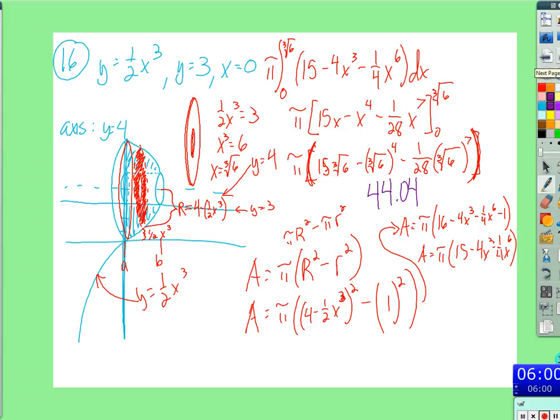Calculated wrong or did the problem wrong? Okay, so let's see, either our area is wrong or maybe our intersection is wrong. 1 half x cubed. What did we do wrong? Isn't it supposed to be y equals 4? Yes, the interval will change. How big will the little radius be? Zero. So there is no little radius, so we only have disks, not washers.